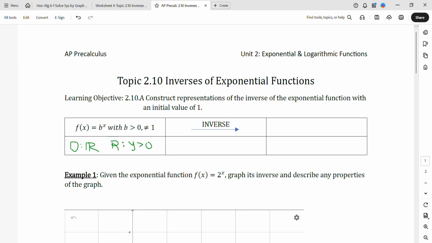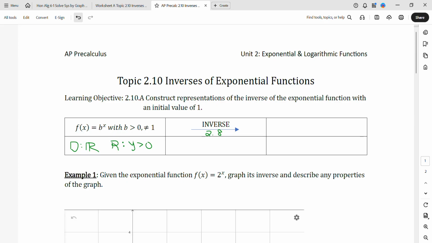Okay. Now when we think about the inverse, in 2.8, right, we talked about inverses. We talked about exponential stuff. We did compositions, then inverses. What is true about the inverse of any function? How do you find the inverse? With the y and the x.